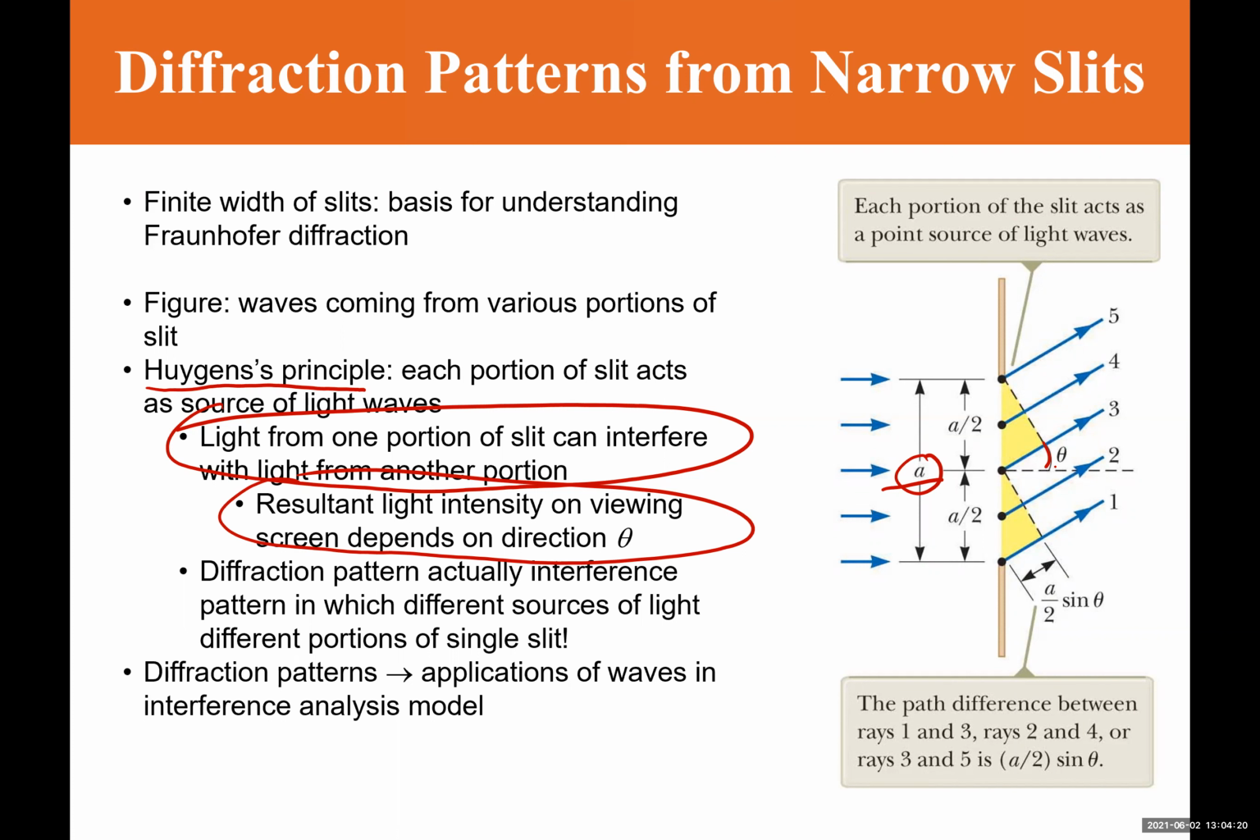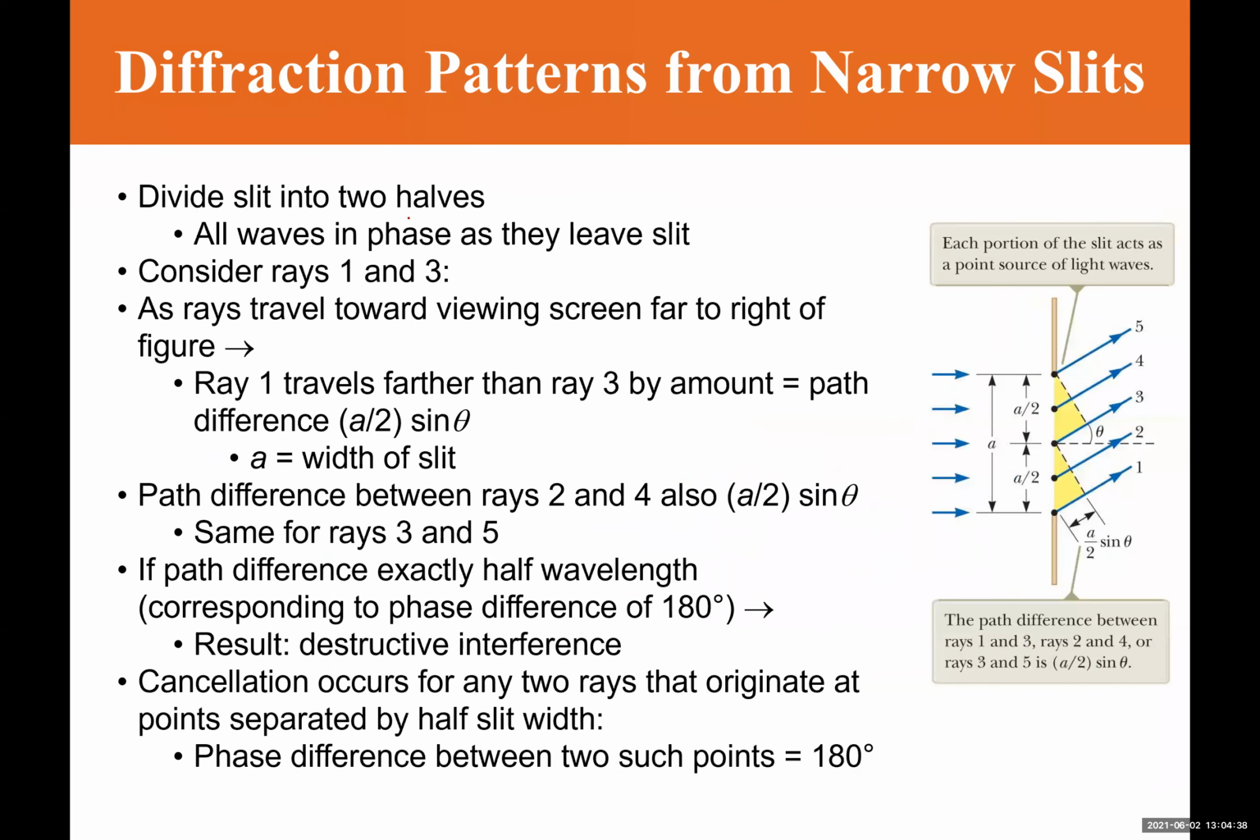To derive an equation, first we're going to split this into two parts. That means we have a over 2 representing two different portions of the slit. So divide the slit into two halves. Now all waves are in phase as they leave the slit, all basically pointing in the same direction. If I consider, for example, wave 1 and wave 3, as they propagate forward, I can see the difference between them is this. When they both reach some spot, the extra distance that wave 1 will travel compared to wave 3 will be exactly this distance.